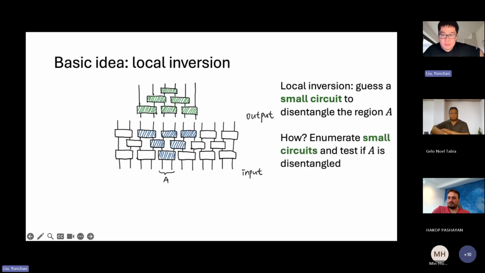So how do we do this? Well, because the green circuit is very small, since the light cone is local in this shallow circuit, we can simply enumerate all of the small circuits. And for each one of them, we can simply imagine applying it, and we test if the action on A becomes identity. That is to test if A is disentangled from the remaining system. Okay, so can we use this to solve the problem? It turns out that, if we can imagine doing this over and over again, maybe there would be a way to reduce the system size.